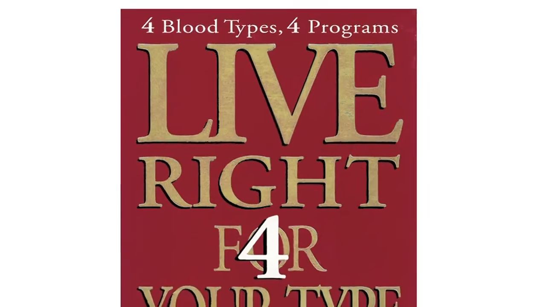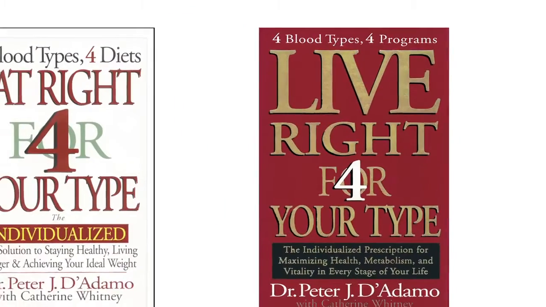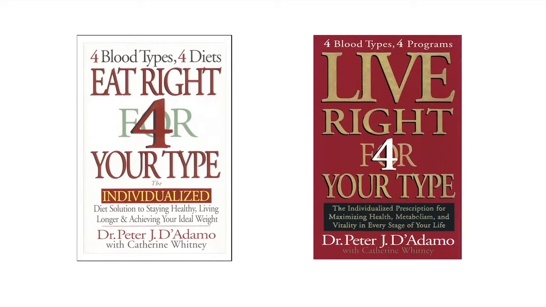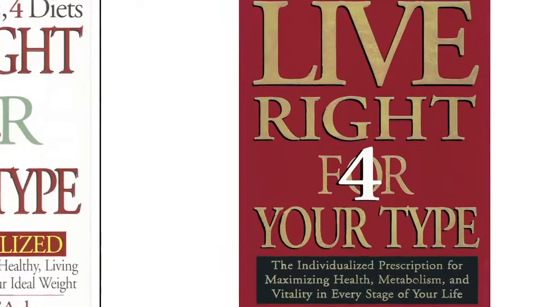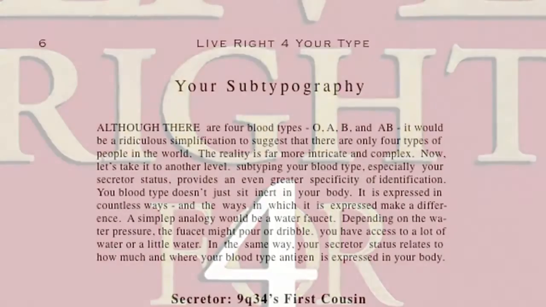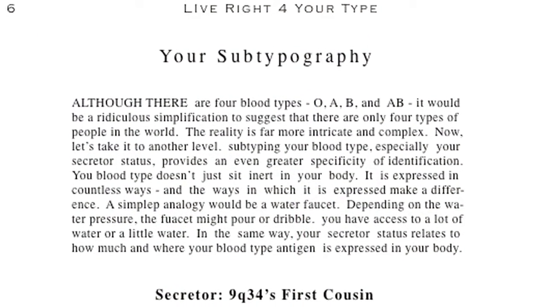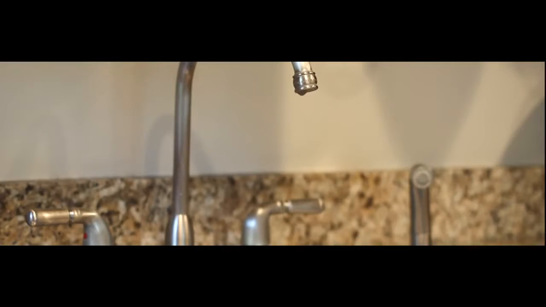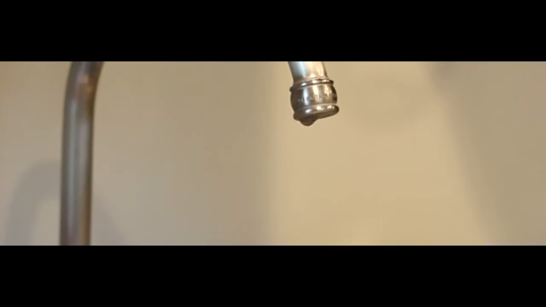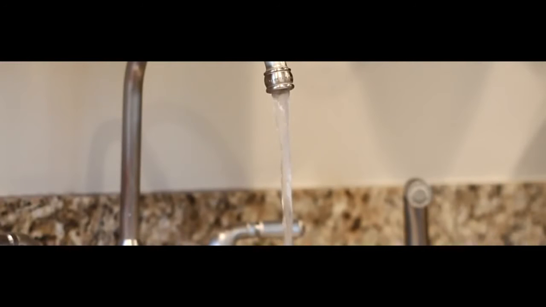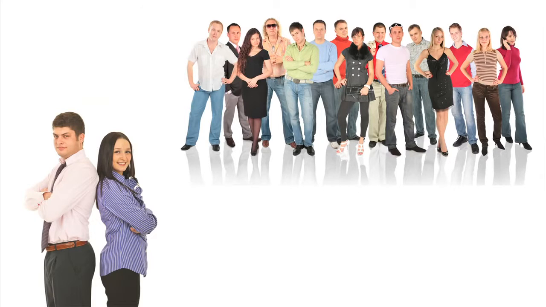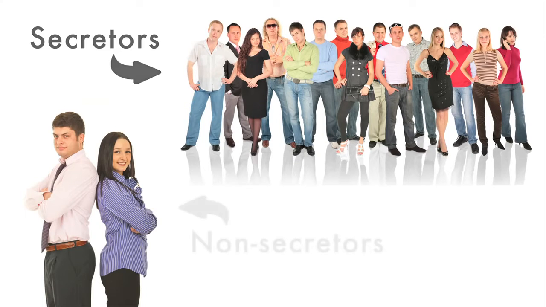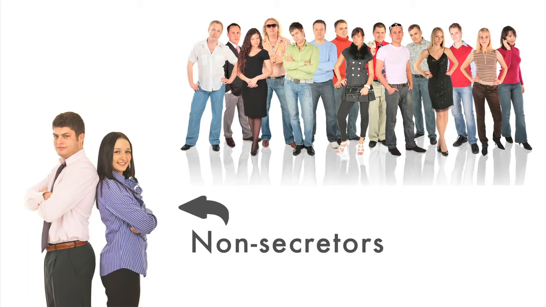Live Right for Your Type, the follow-up companion to Dr. D'Adamo's best-selling Eat Right for Your Type, introduces the concept of secretion. In this book, Dr. D'Adamo draws a simple illustration, likening people to water faucets, with water being our blood type. Some people are leaky faucets, barely dripping, and others are just the opposite, gushing water everywhere. These secretors, whose blood type spills all over the place, are considerably different from the leaky faucets, or the non-secretors, who barely trickle their blood type at all.